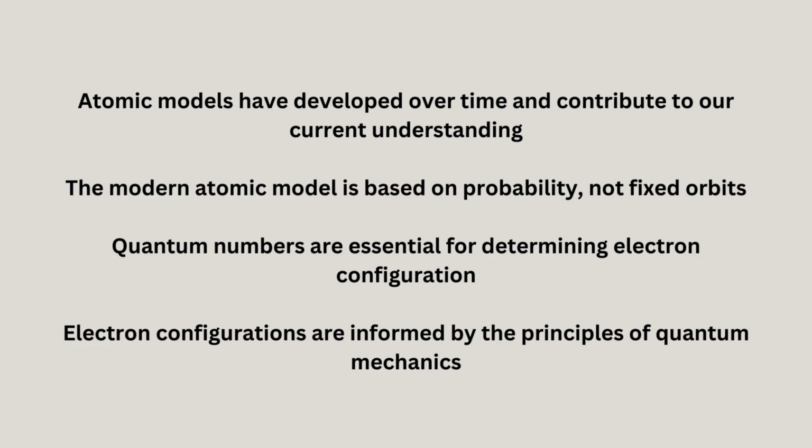Before we wrap up, let's summarize the key points you need to remember for the MCAT. Understand the historical development of atomic models and how each contributed to our current understanding. Know the 4 quantum numbers and their significance in determining electron configuration. Be able to write and interpret electron configurations using the principles of quantum mechanics. Remember that the modern atomic model is based on probability, not fixed orbits.